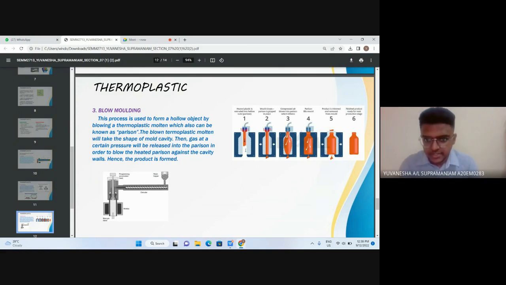First, heated plastic is extruded into a hollow tube, which is the parison. Mold closes, parison is gripped in place. The third one, compressed air is blown into the parison which inflates, and then the parison is filled with the mold. And number five, product is trimmed and removed from the mold, finished product ready for the next production stage.